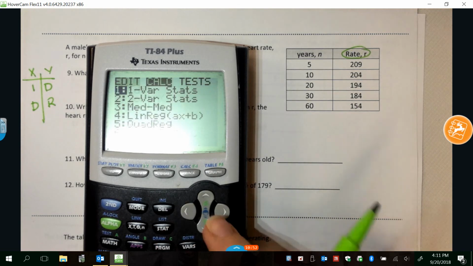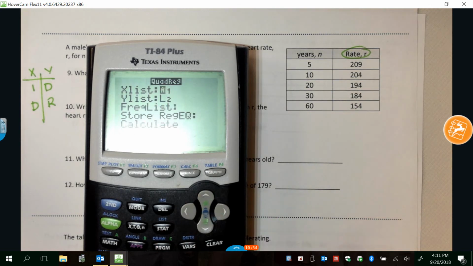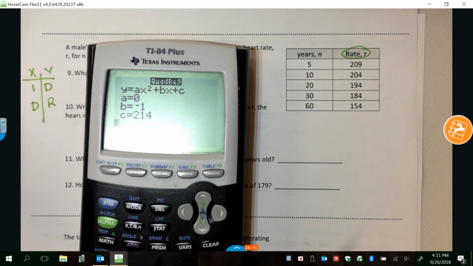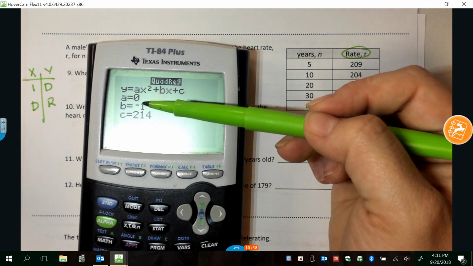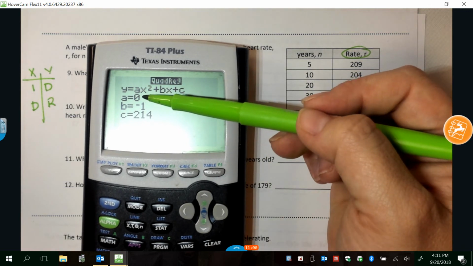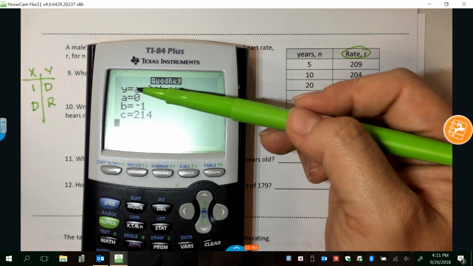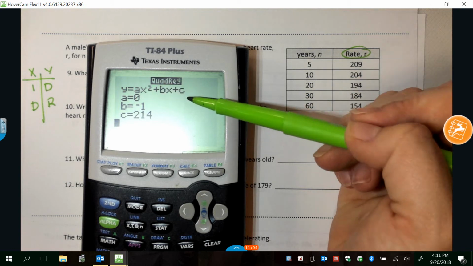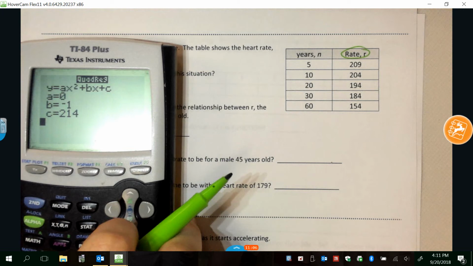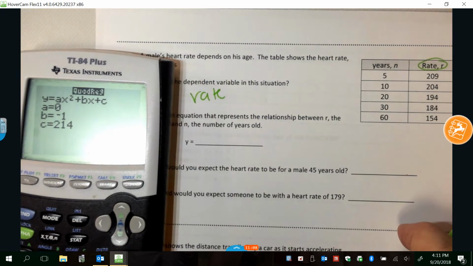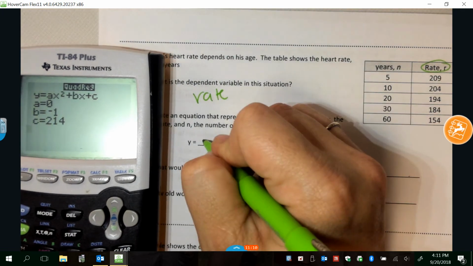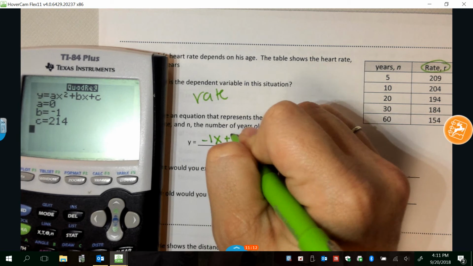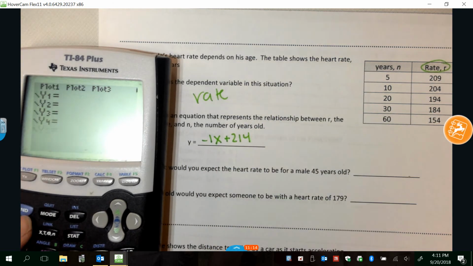And I'm going to do stat right. I'm actually going to go to quadratic and press a bunch. So one thing I want to show you is that you can always use quadratic first. See how a is 0? That's telling me that there's no x squared and that it's actually linear. So my equation, which I always want you to double check just in case, is y equals negative 1x plus 214.